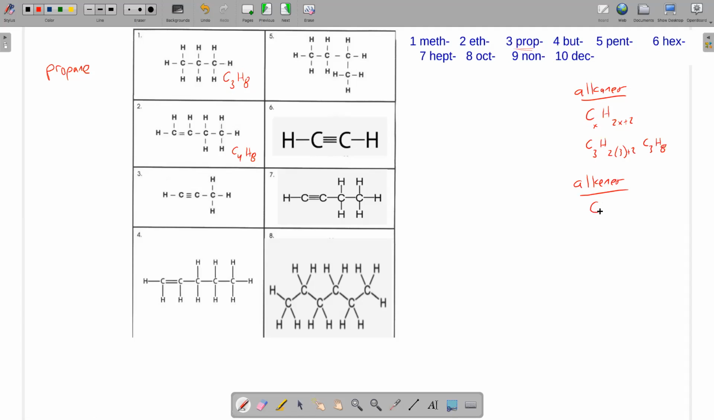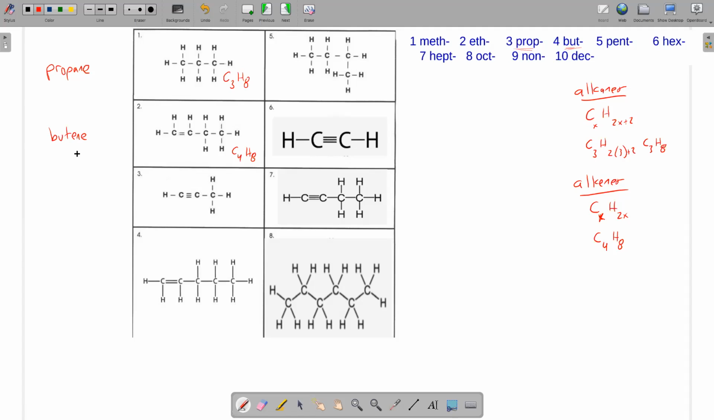So for alkenes, the generic formula is CxH2x. Or in this case, because it's C4, it's H8. So it follows the rule for an alkene. So you have 4 carbons in a row, which is but-, and then it's an alkene, so it's butene.